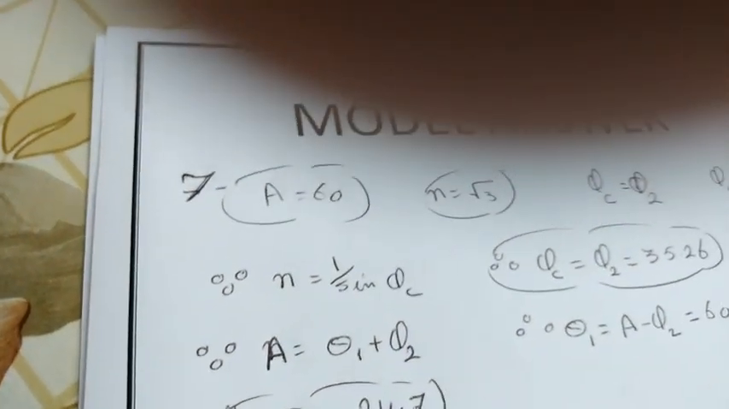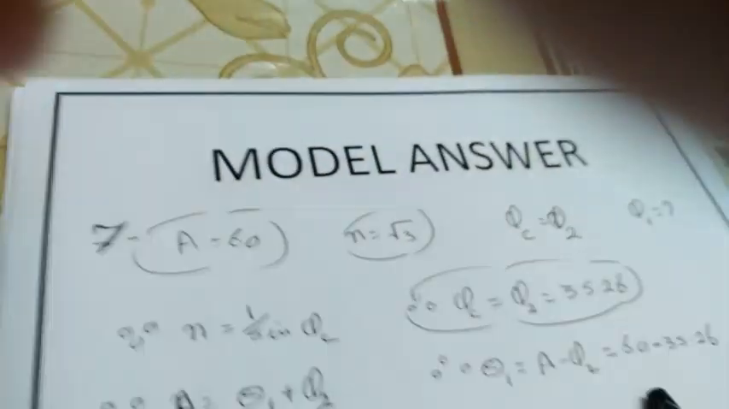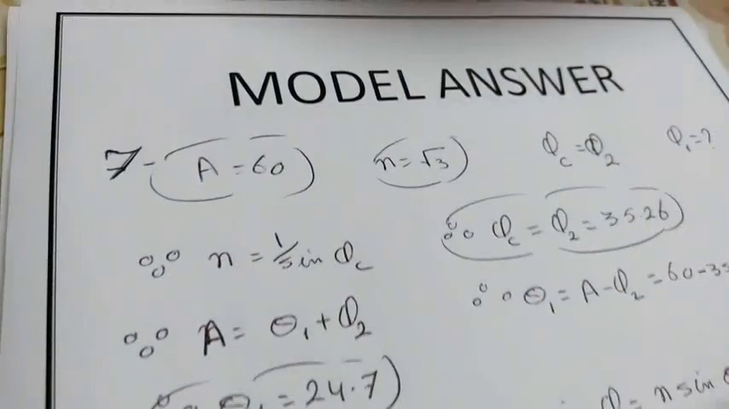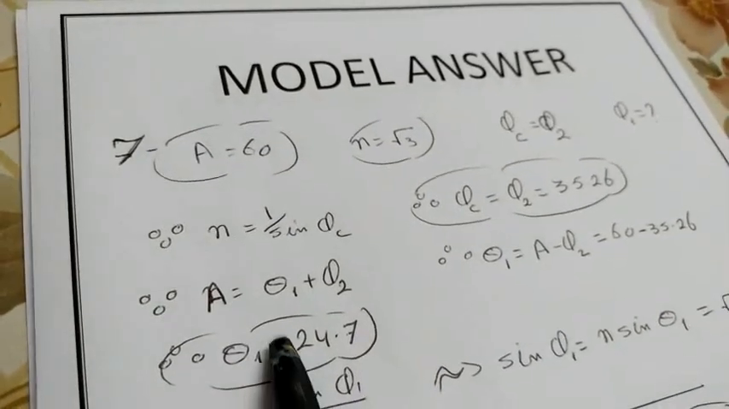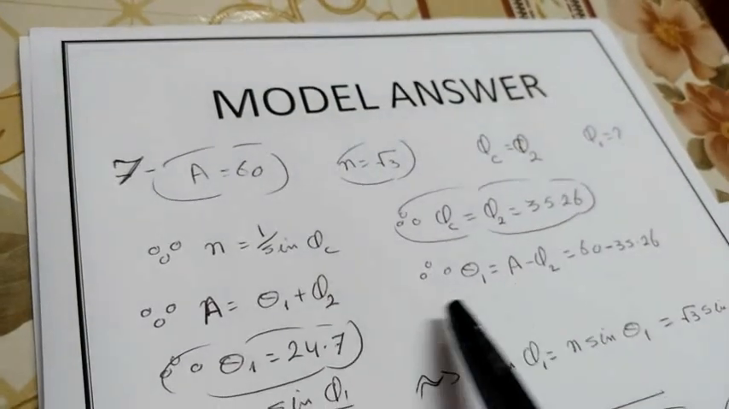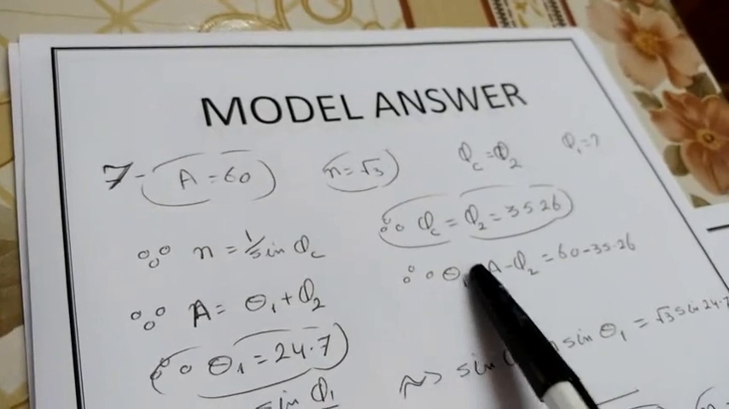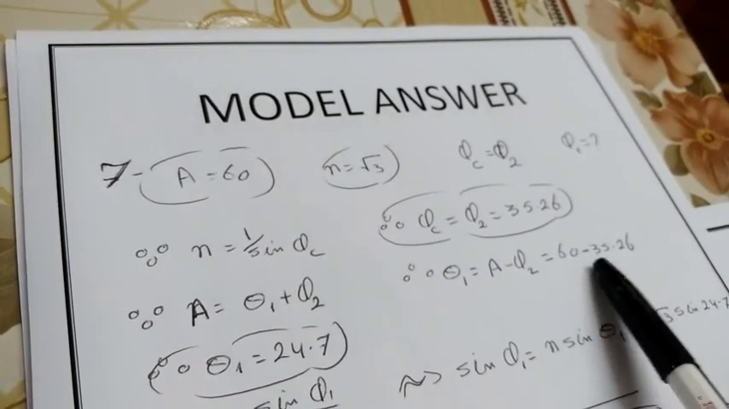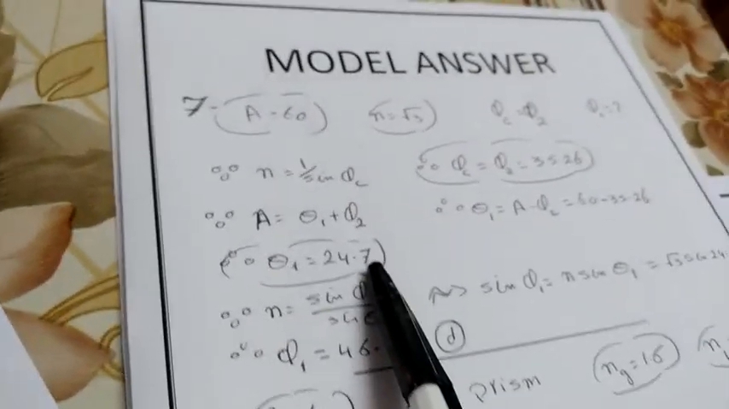Okay. We know that N equals 1 over sine the critical angle, or sine the critical angle equals 1 over N. So the critical angle, which is represented by phi 2, will be equal to 35.26. And as we know that A equals theta 1 plus phi 2, so theta 1 equals A minus phi 2. So theta 1 equals 60 minus 35.26, so theta 1 equals 24.7.